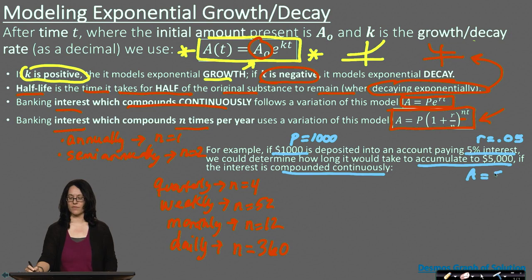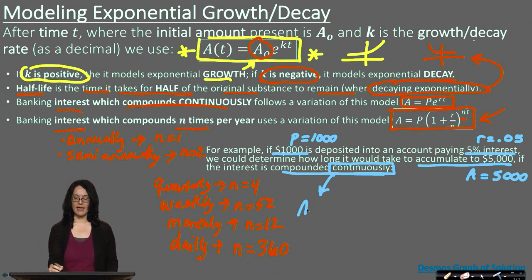So A equals 5,000. And what is the word continuously, that adverb here after the word compounded? This is the key word that tells you which of those two formulas you're using. That's right, continuously tells me to use PERT. So I would have A equals principal times E to the RT. So let's plug in what we have and see how to solve.